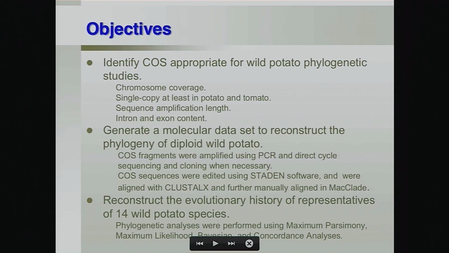And so we generate molecular data using sequences from those COS with PCR and direct cycle sequencing and cloning when necessary. Okay. Well, I say cloning when necessary because we do direct sequencing. We amplify, we get the PCR, and then we sequence it with the forward and reverse. When we get a sequence that is messy, where we can see 2 or more, then we clone, okay?